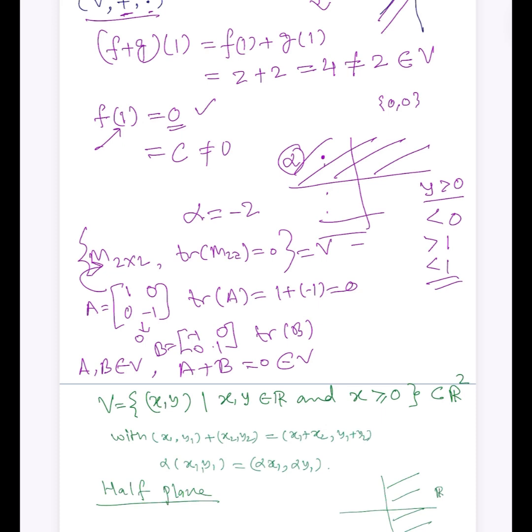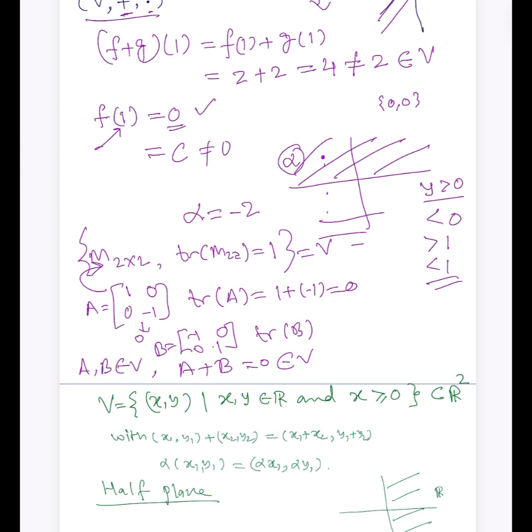But if I say the trace is 1, let's say the trace is 1, then you have to think about whether this forms a vector space or not. This is one of the important points you have to think about.